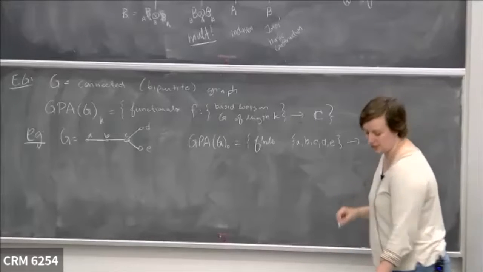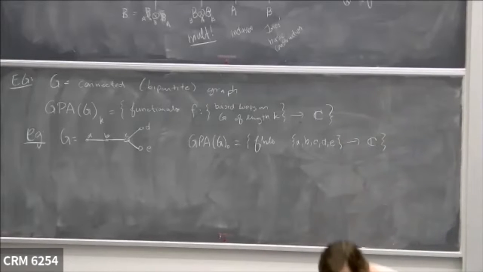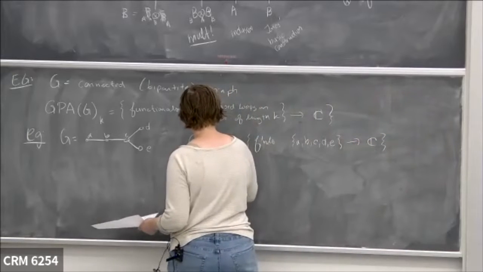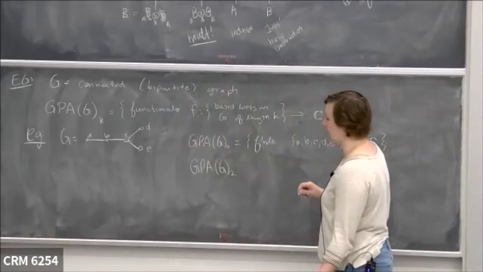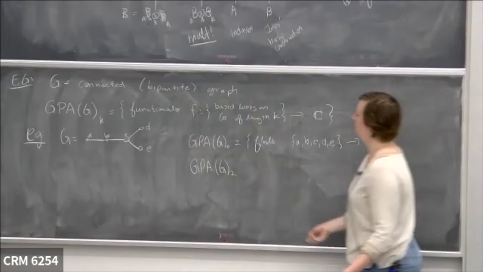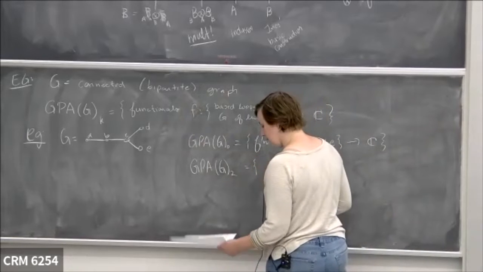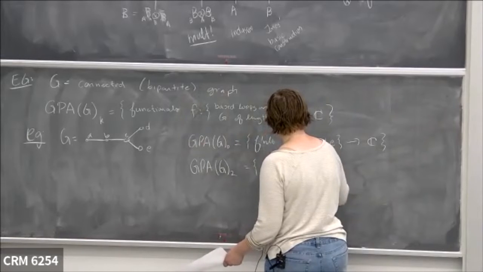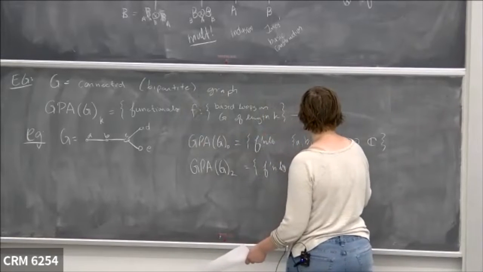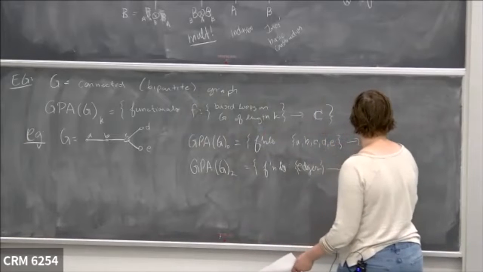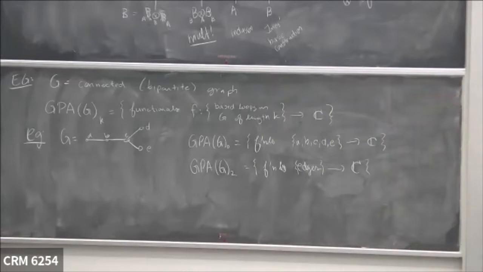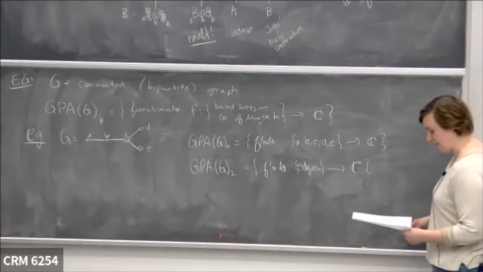Okay, good. What about something more interesting? What about loops of length 2? These correspond to functionals from the edges of the graph to C, right? Really, you do an edge and then you do its reverse, but that's what this amounts to.